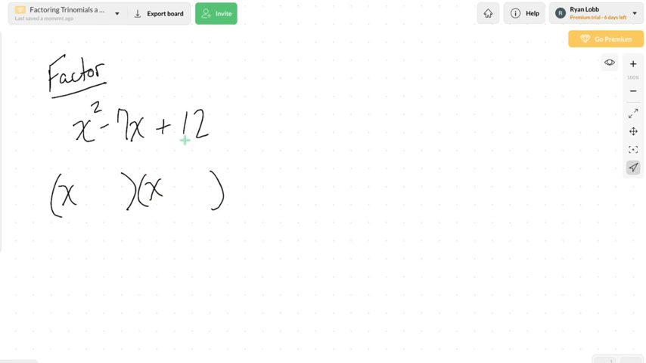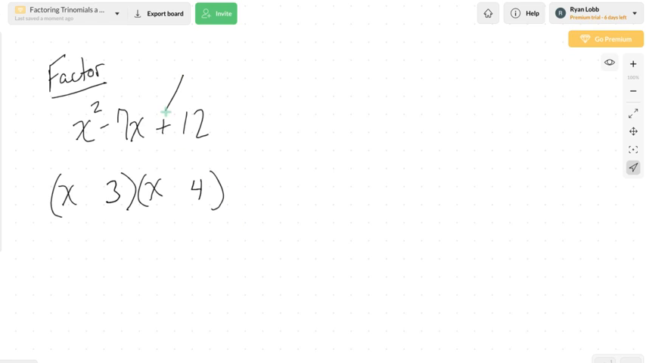And now we start here. We say factors of 12 that add to 7. Well, 12 and 1, but 12 and 1 don't add to 7. 2 and 6, 2 plus 6 is 8. 3 and 4, yep, that works. So 3 times 4 is 12, and 3 plus 4 is 7. So 3 goes in here, 4 goes in here.